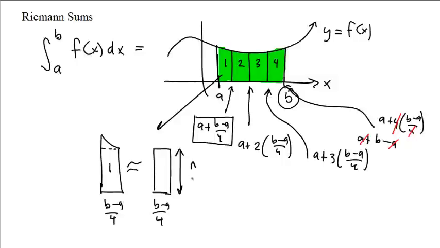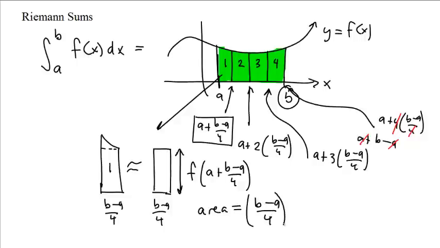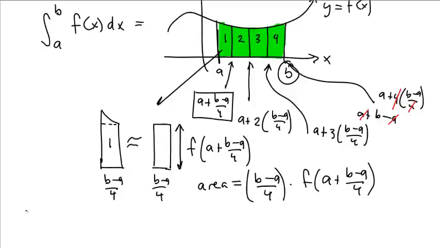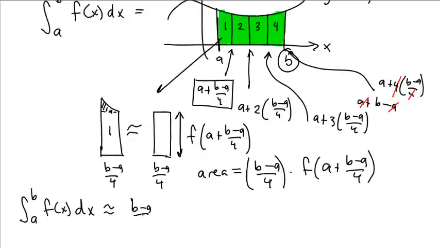So this height here is whatever you get when you plug into the function a plus (b minus a) over 4. And what is the area of that? The area of that is (b minus a) over 4 times f of a plus (b minus a) over 4. It's a little bit tedious, but that is to say, if I want to take the integral from a to b of f of x dx, that area is, well, I'm not going to say equals, that area is approximately equal to, because I'm losing this tiny little bit when I chop it off like that. It's approximately (b minus a) over 4 times f of a plus (b minus a) over 4.